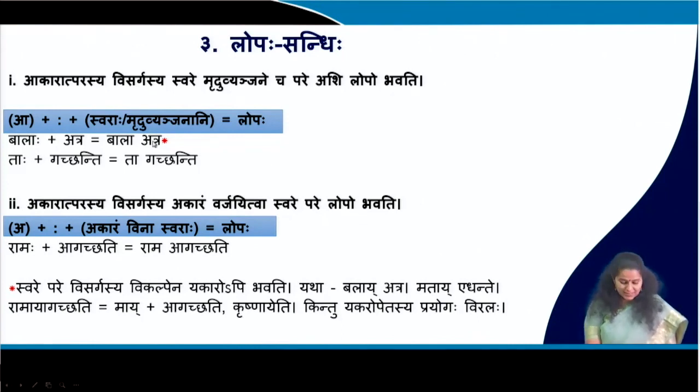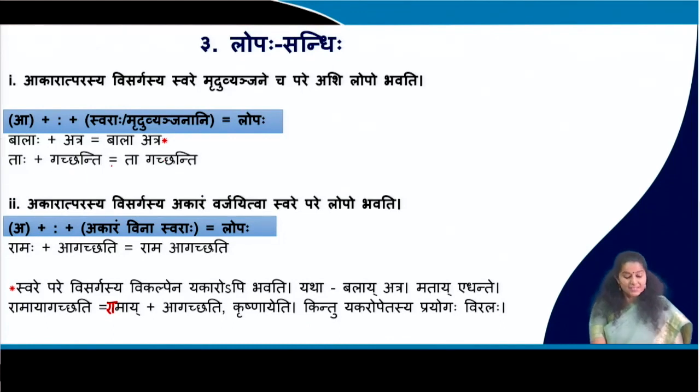अत्र पुनः एका सूचना अस्ति, this is an information there. स्वरे परे विसर्गस्य विकल्पेन यकारोपि भवति. So after a swara sometimes you can also have a yakara as a option there. So for example, bala atra can also be balai atra, and similarly you can have matai edhante. Now you can put this together in another sandhi there as ramaya gacchati, which is a combination of ramai plus agacchati, and then you can have krishna yeti, which is a combination of krishnai plus eti. Uttamam. Kintu yakaropetasya prayogah viralah. So you hardly encounter this kind of a sandhi generally. Let's look at another example.